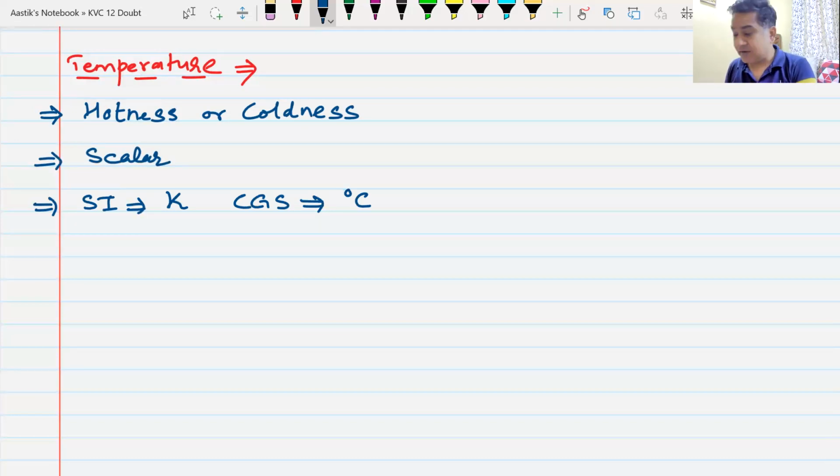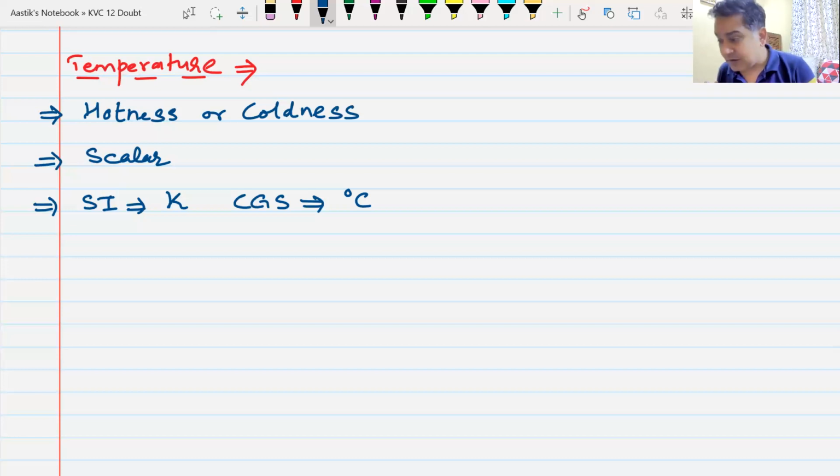Remember, this is one of the 7 fundamental quantities that we have used. Remember that mass, length, time, temperature, that's the fourth one basically, ampere for current, luminous intensity, and mole. These are the 7 fundamental quantities. Temperature is one of the 7 fundamental quantities. Do we understand this? Yes, sir.